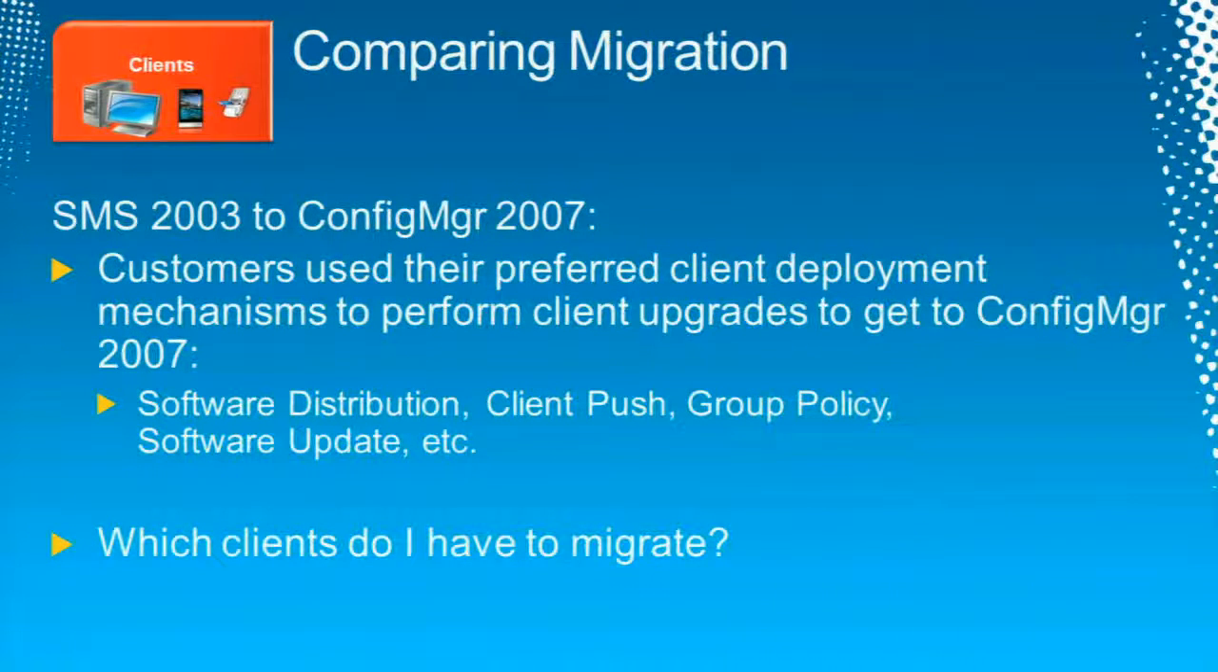And lastly is clients. When you migrated from SMS 2003 to ConfigMan 2007, we told you that you could upgrade your clients any way you wanted to. Most people would use software distribution because of the fact that you got to create advertisements. You could control when those clients got upgraded. So you could advertise to a collection that would upgrade clients overnight. So you were in control of the entire process.